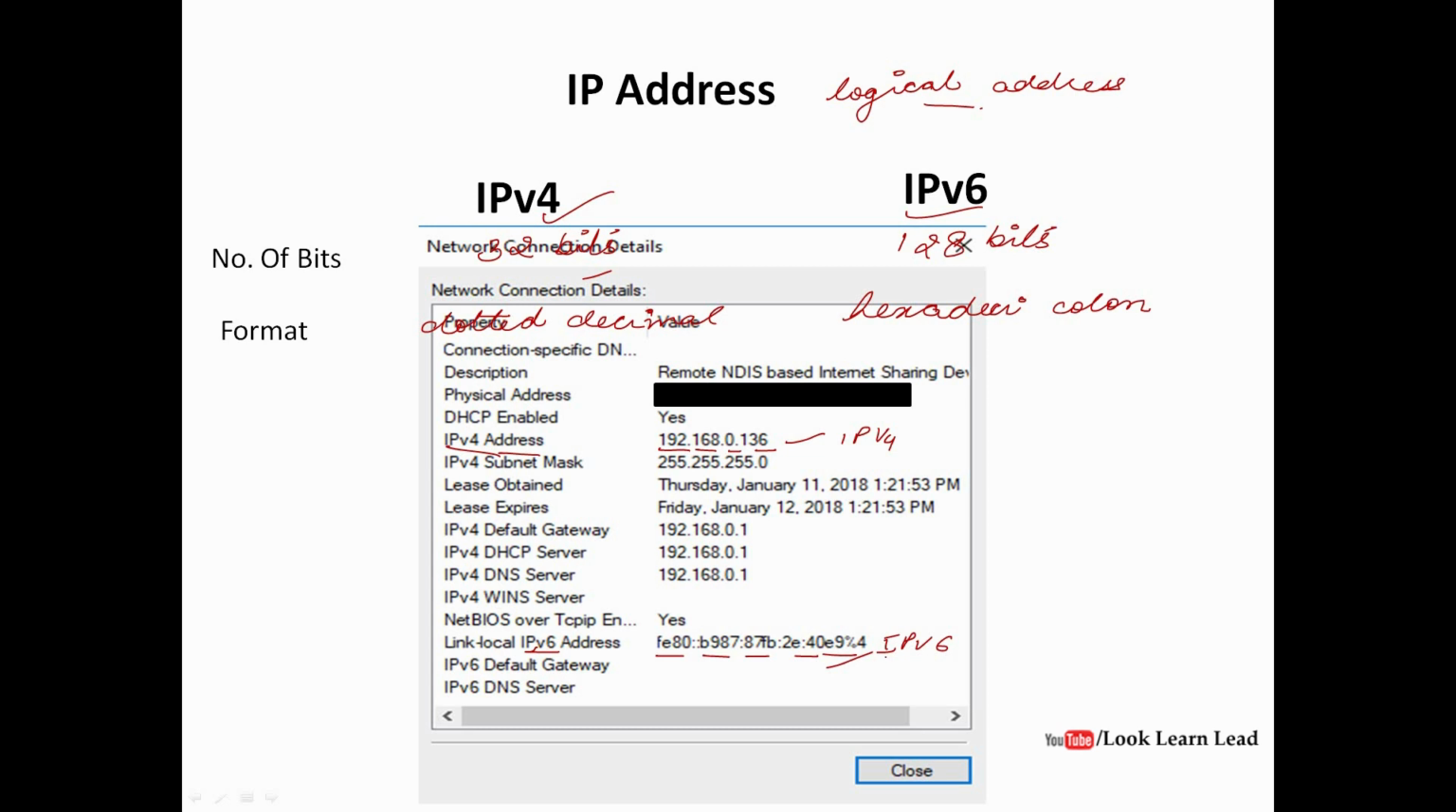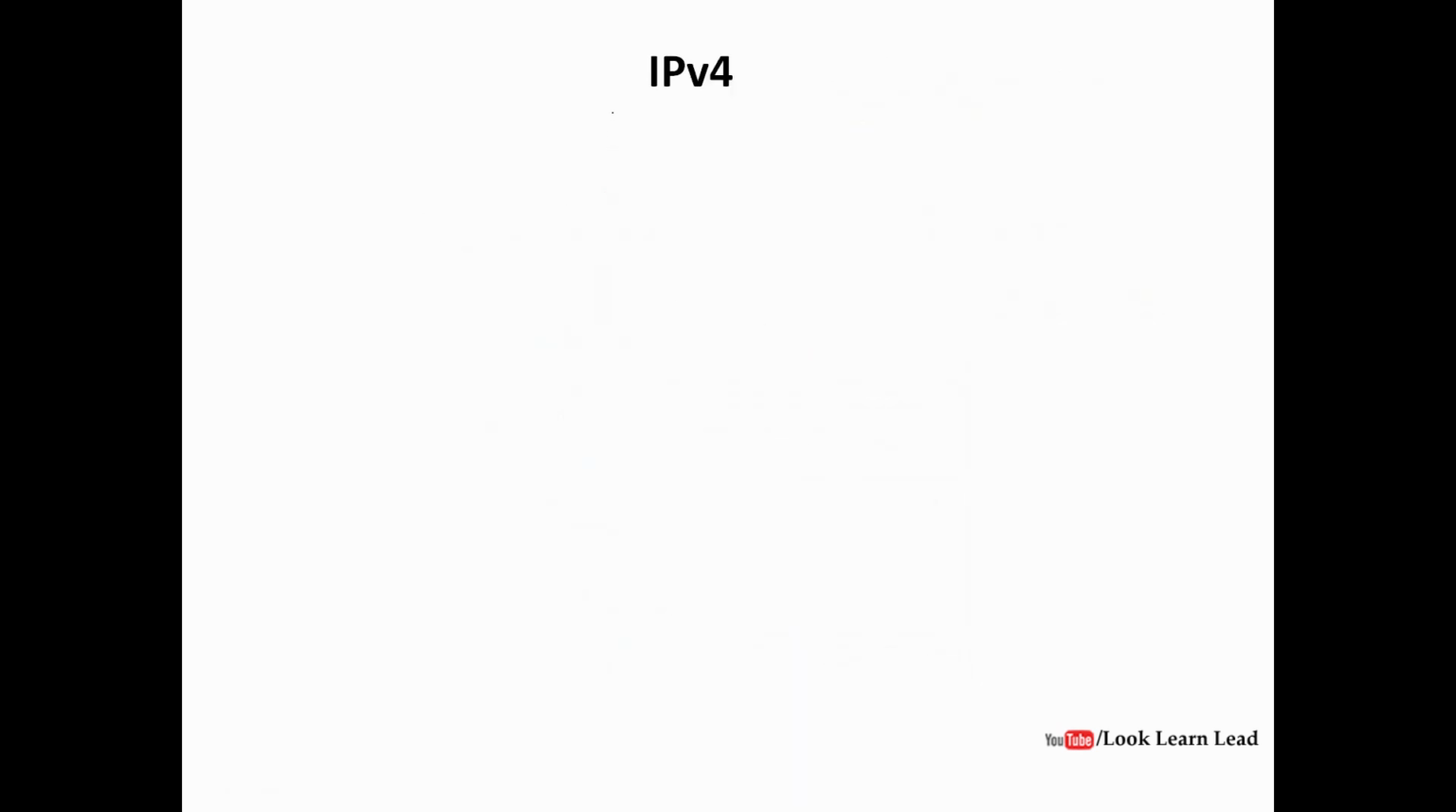Let's move on to IPv4. I said it is 32 bits long. These 32 bits are divided into 4 octets. The first octet contains 8 bits, then 8 bits, 8 bits, 8 bits, and they are separated by a dot. This is how the IP address is denoted. If there are 8 bits, the number of possible values is 2 to the power 8 in each octet.